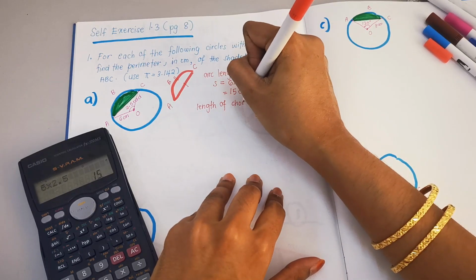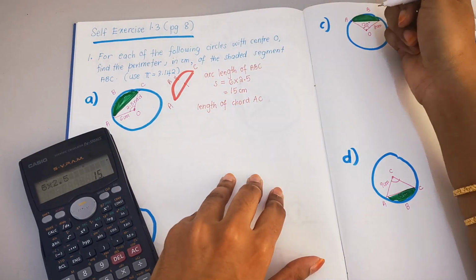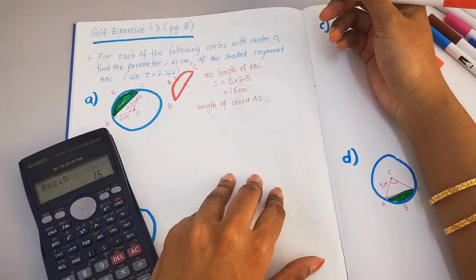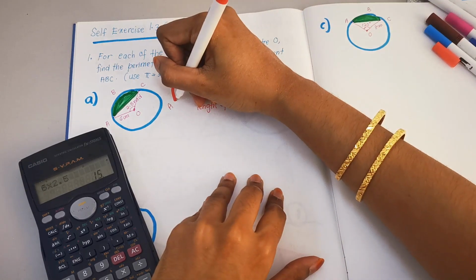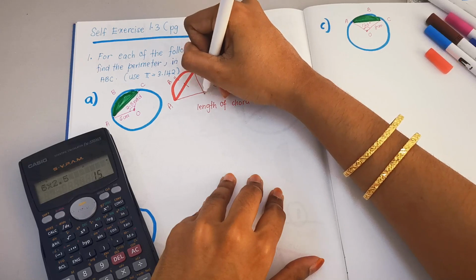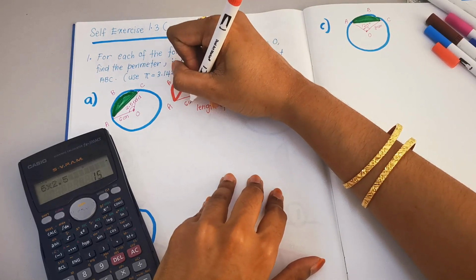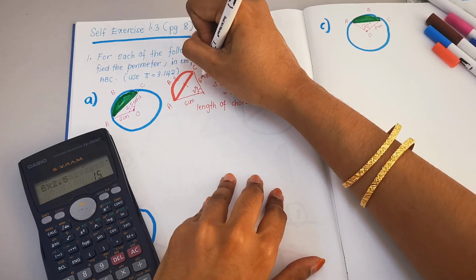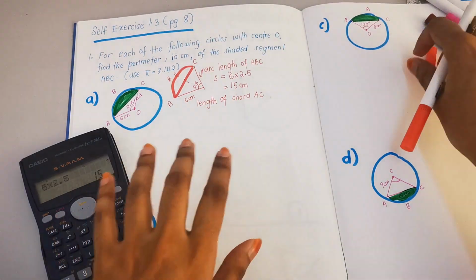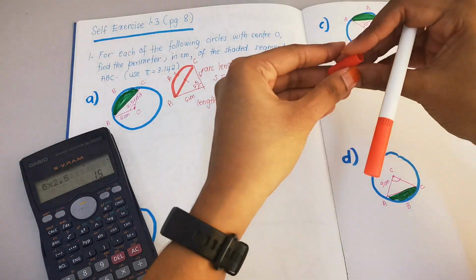Length of chord AC. We want to find AC. So to find AC, let's use the triangle. Here is 2.5, here is 6 cm, here is 6 cm. So I'm going to use the cosine rule because that is very easy.